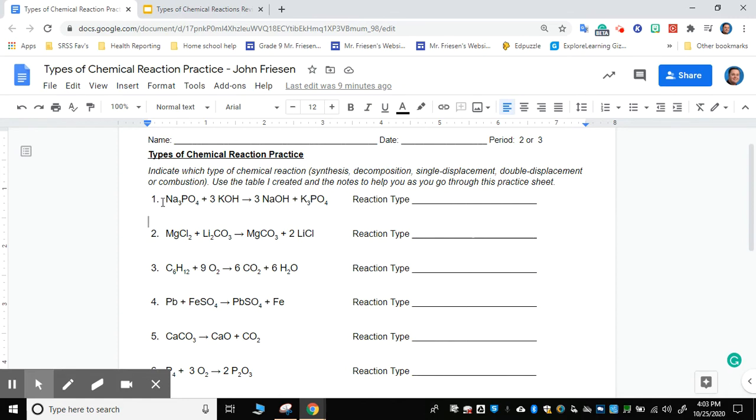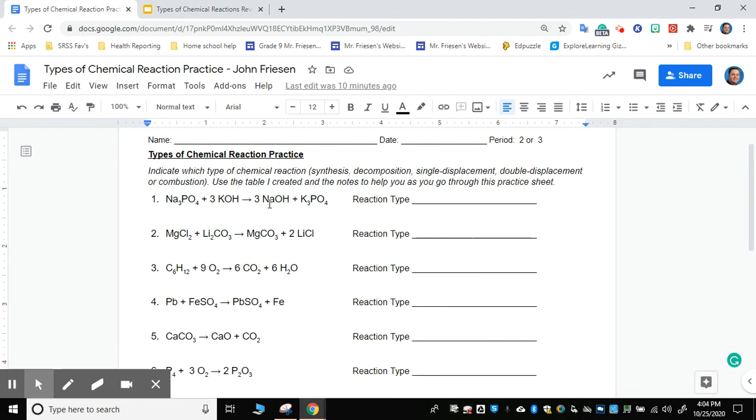And so we have Na3PO4 plus 3KOH yields 3NaOH plus K3PO4. Forget about balancing all this stuff out. All we're worried about now is what's going on. I want you to identify, do we have an element or a compound? This is a compound. So there's two compounds on this side of the equation.